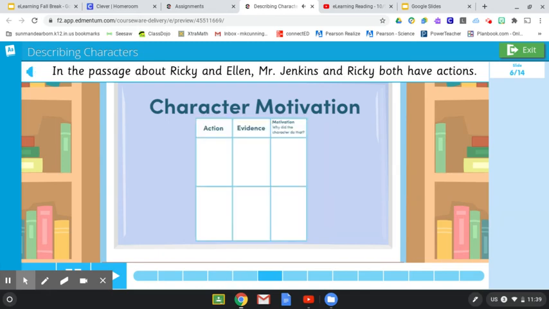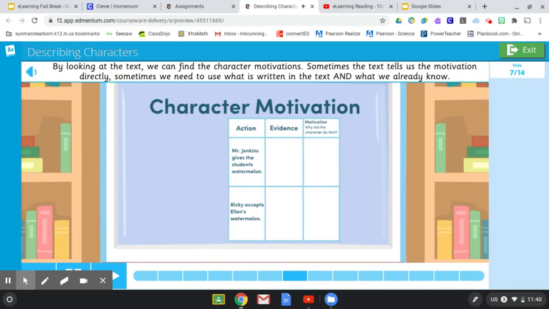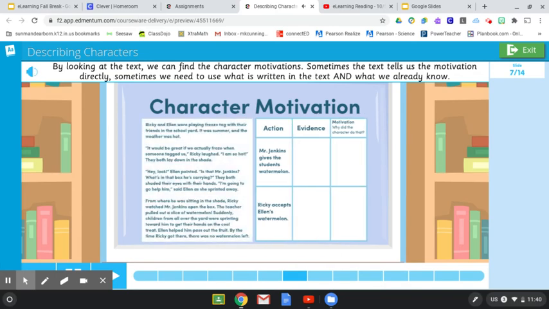In the passage about Ricky and Ellen, Mr. Jenkins and Ricky both have actions. Mr. Jenkins gives the students watermelon. Ricky accepts Ellen's watermelon slice. By looking at the text, we can find the character motivations. Sometimes the text tells us the motivation directly. Sometimes we need to use what is written in the text and what we already know.